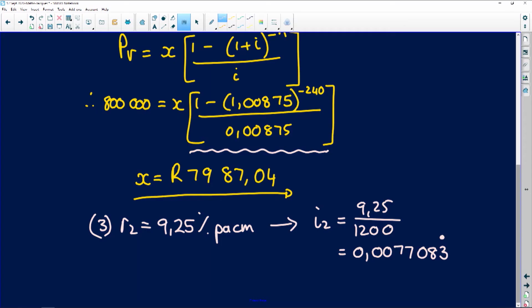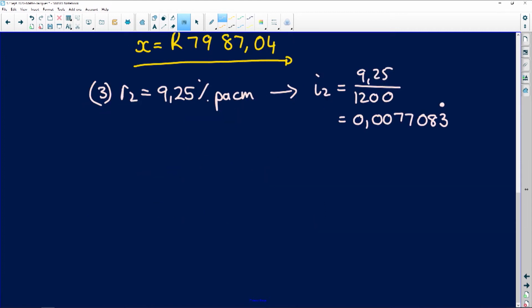So what happens now? What does the bank do now? The bank says, fine, we're giving everybody a break. The interest rate has dropped, so we need to recalculate the loan payment.